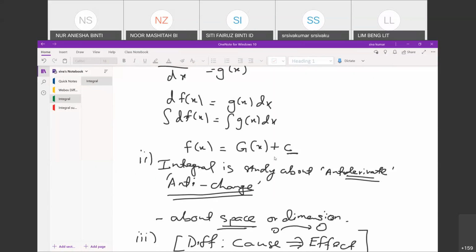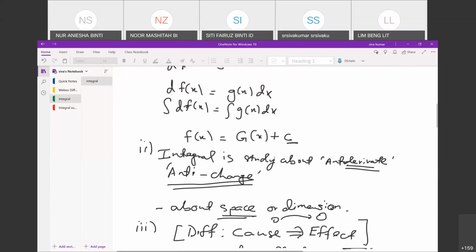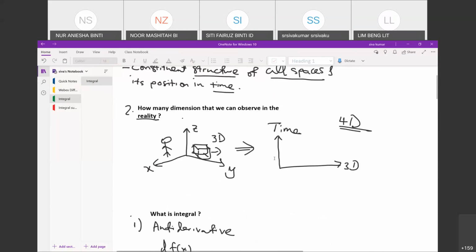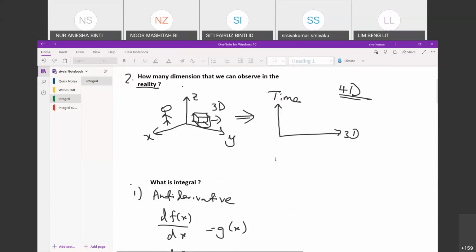Whenever I perform integration, it means I'm trying to analyze the space. I want you to have some kind of beautiful explanation to explain the integration, not a mathematical technical explanation.